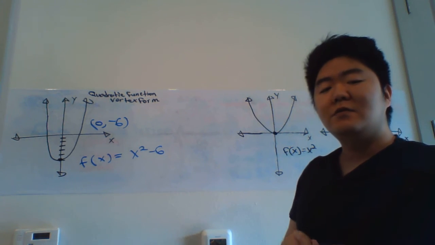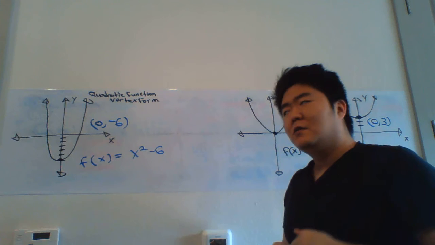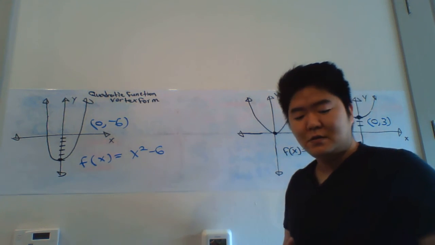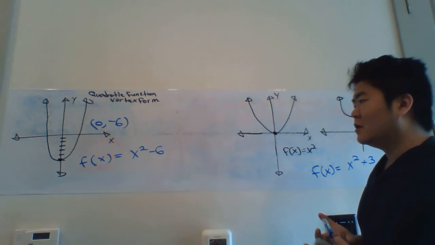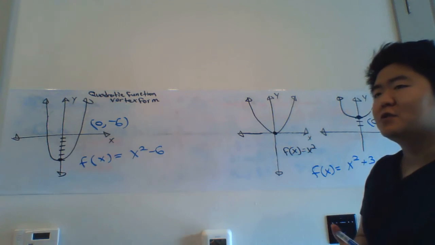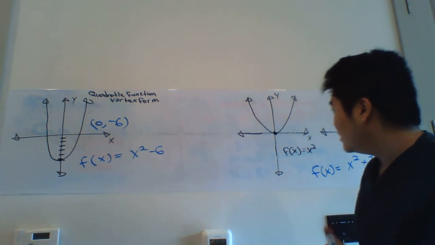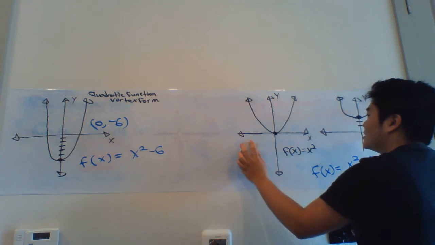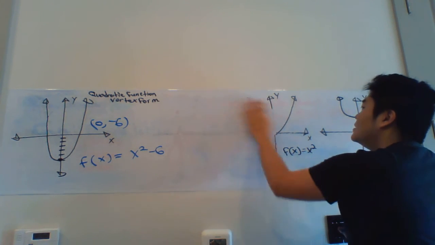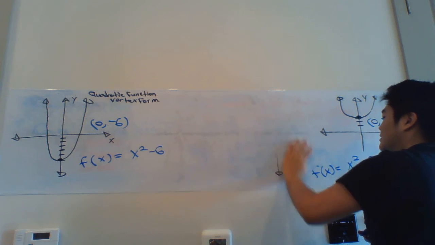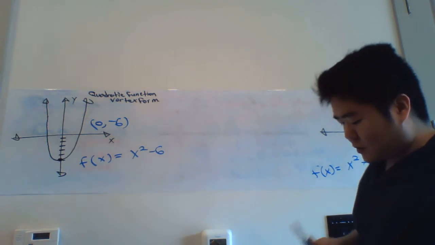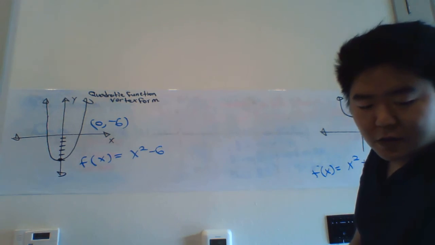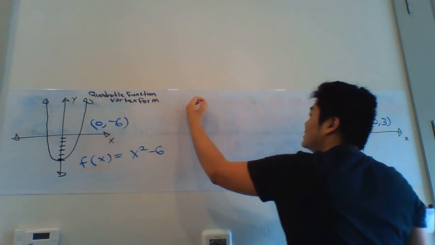So that's how you would do vertical translations. And we'll go over more translations, transformations tomorrow. But this is just finding the vertex form. All right, let's try another one. Let's see. Let's use red.